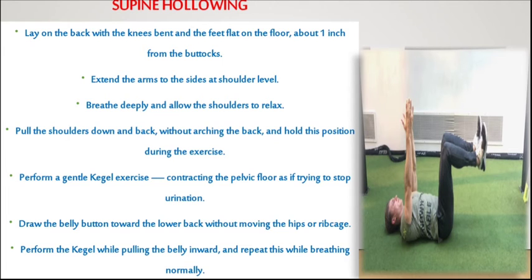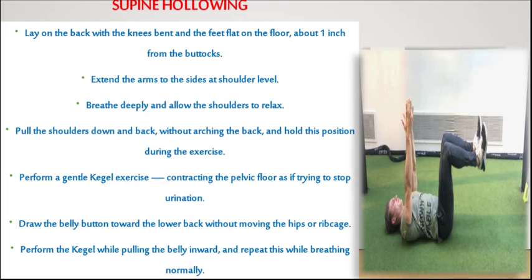In the next page, the next exercise is supine hollow wing. So the name of the exercise is supine hollow wing. How to do this exercise? First, lie on the back with the knees bent and the feet flat on the floor, about 1 inch from the buttocks. Buttocks is basically your hip position.